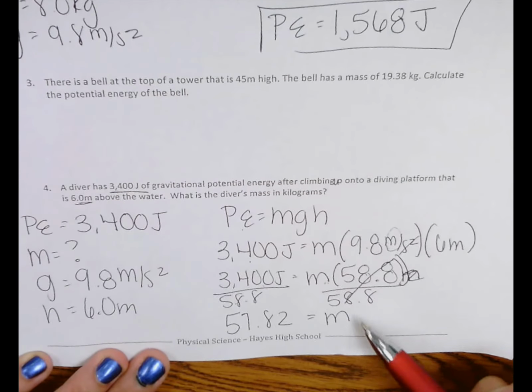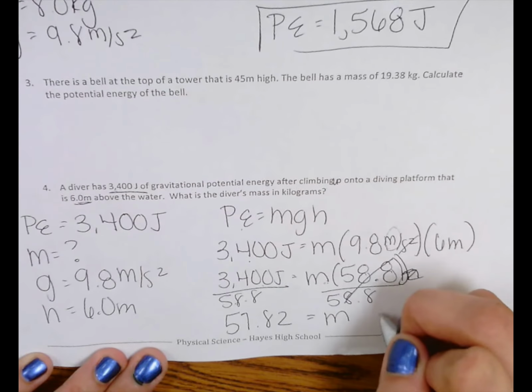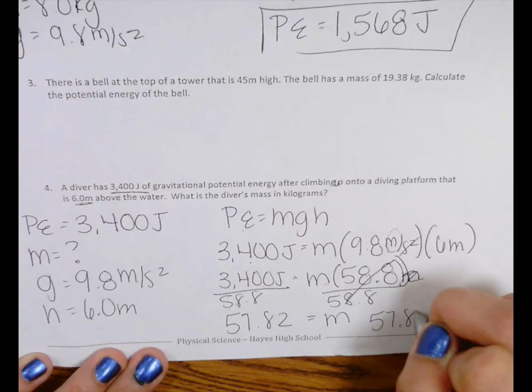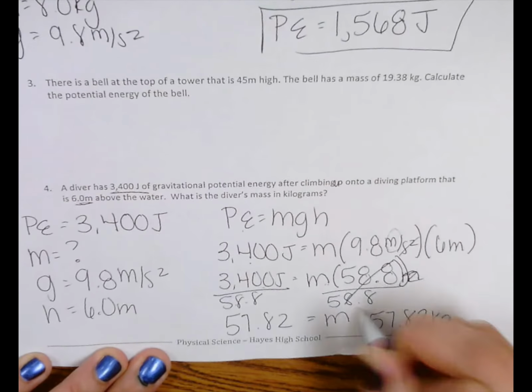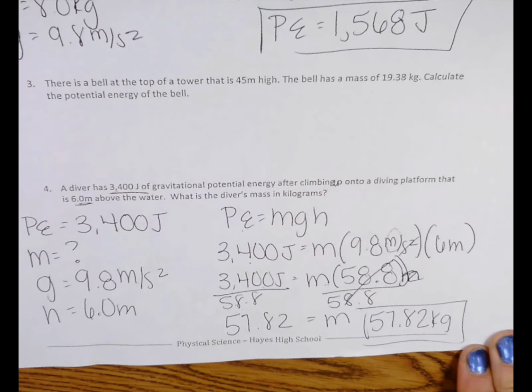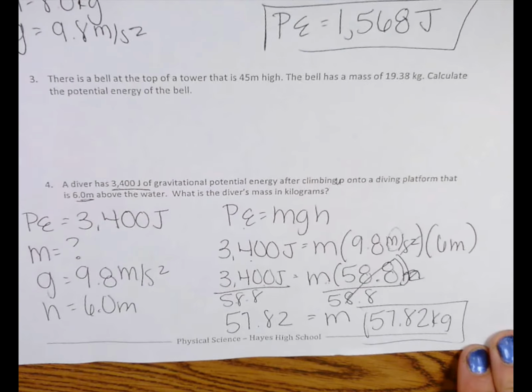57.82. Now, you don't have a unit. What is the unit for mass? Always is going to be kilograms. So your final answer is going to be 57.82 kilograms. And if you have trouble rearranging those equations, make sure you come in and see me, okay?